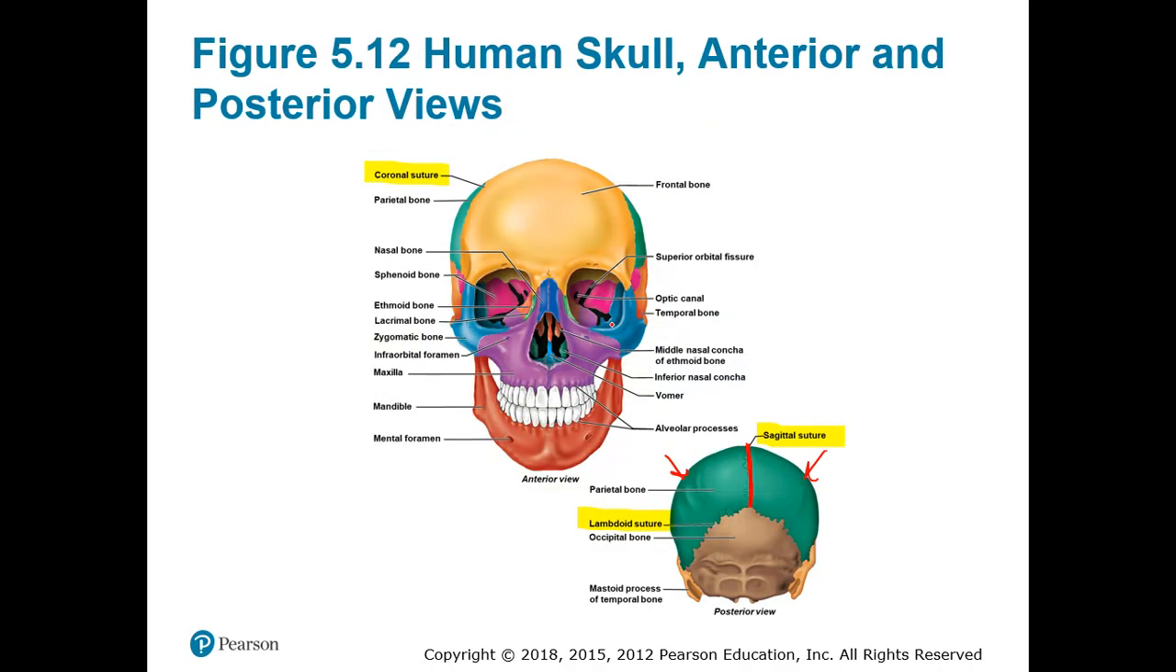Here is another view of the different sutures. This is a better view of your lambdoid suture, again, between your parietal and your occipital bone.